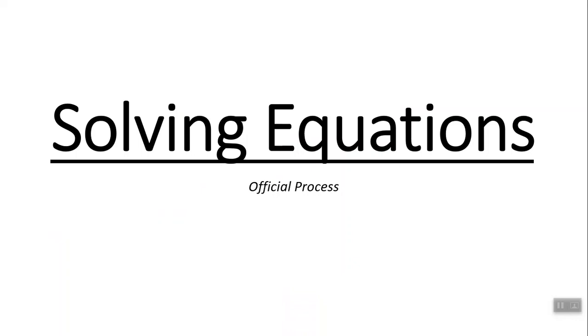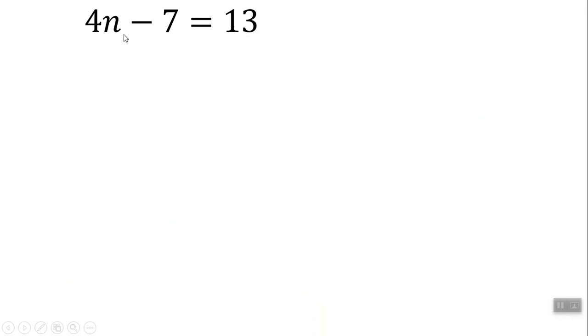All right, this video shows how to solve equations using the official process. This is showing all the inverse operations and all the properties that are applied. This is above and beyond what you'll need to show, but sometimes it's good to know the process behind what you're doing. So we have this 4n minus 7 equals 13.